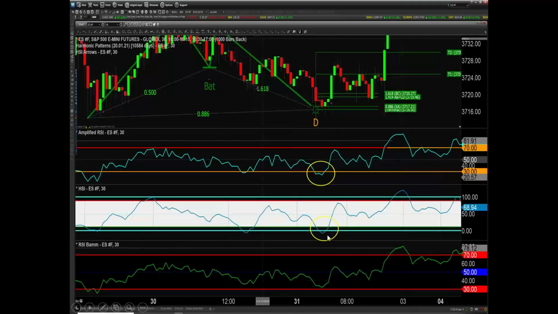HSI, as I started with in today's presentation, is now our primary harmonic indicator. It's got to be there. And we base our other indicator decisions on whether it's there or not. And you know, an HSI can invalidate an entire RSI BAMM. So that's the key. You start with HSI.